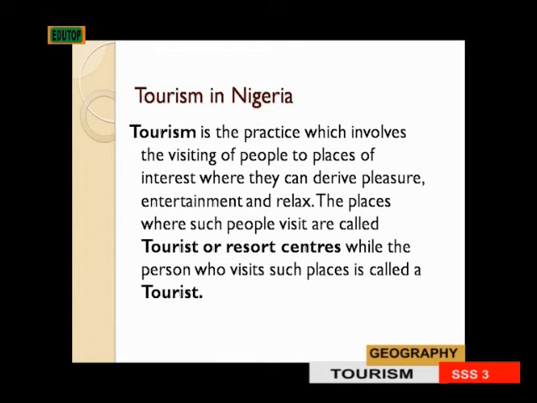Okay, tourism in Nigeria. What do we mean by tourism? Tourism is a practice which involves the visiting of people to places of interest where they can derive pleasure and entertainment, and they can also relax. Now, the places where such people visit are called tourist sites or tourist centers. At times they can also be called resort centers, while the person who visits these places is called a tourist.